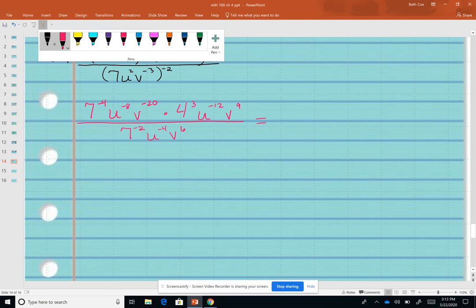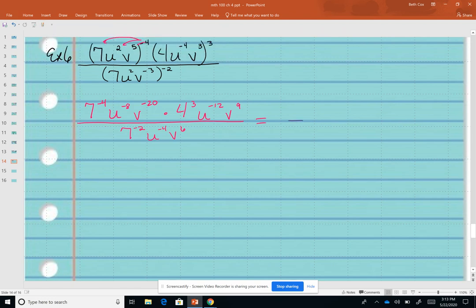Okay, so next step, I'm going to flip. There's 1, so 7, 4, u8, v20, 4, 3, u12, v9. There's my numerator, all rewritten with the right places, and now I'll do the denominator. 7, 2, u4, and v6. Okay, that was really fast. I only have just a few seconds left on my video, so that's why I'm going so fast.